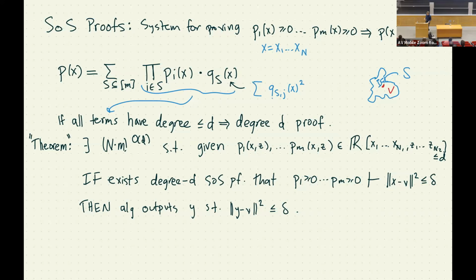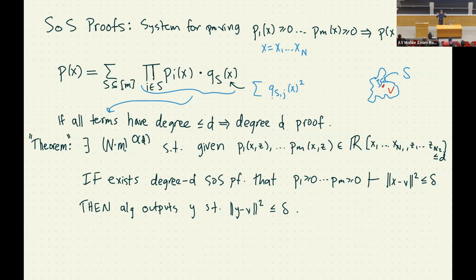Yes, good question. The SOS proof is the collection of Qs. And maybe another good question is, if I give you the Qs, how do I know that they're actually sums of squares? I could give you the expression of the Qs as sums of squares, but it actually turns out that if I give you a polynomial, it's possible to check in polynomial time whether it can be expressed as a sum of squares. That task is also solvable by semi-definite programming.